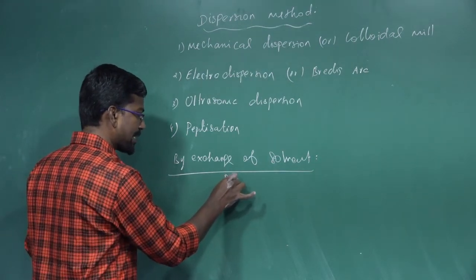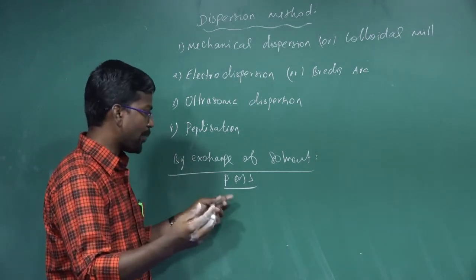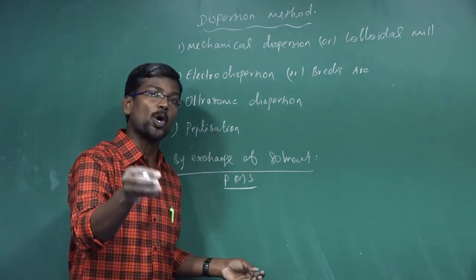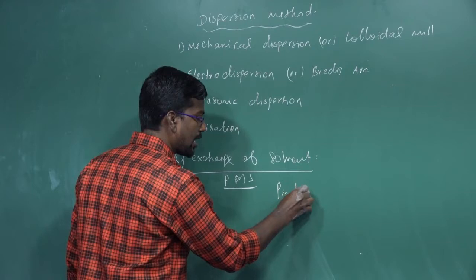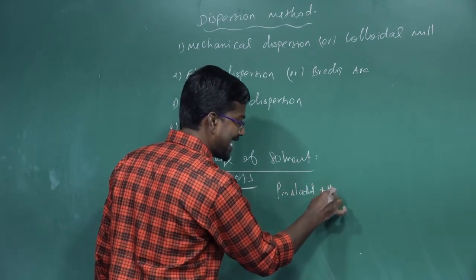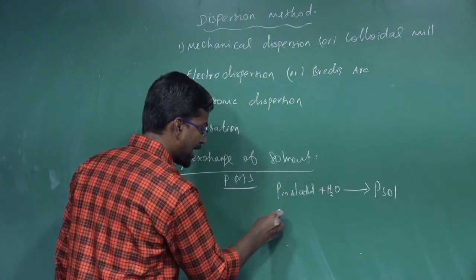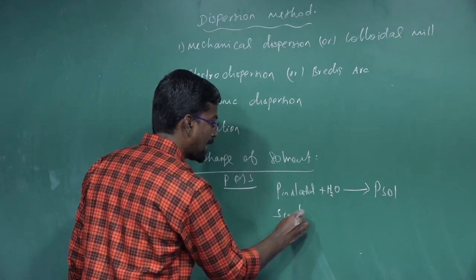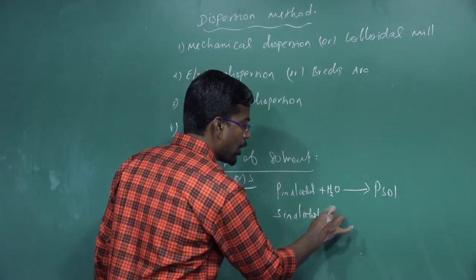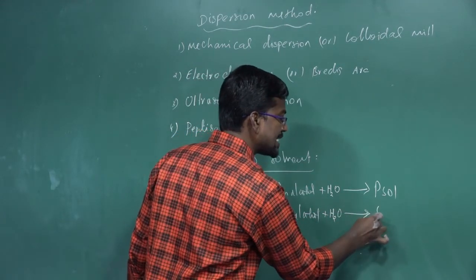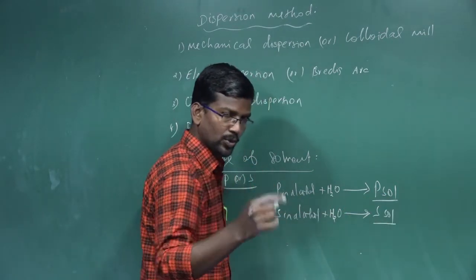The colloidal solution of phosphorus or sulfur can be prepared from phosphorus or sulfur dissolved in alcohol and poured in water. So phosphorus in alcohol poured in water forms a phosphorus sol. Sulfur in alcohol poured in water forms a sulfur sol.